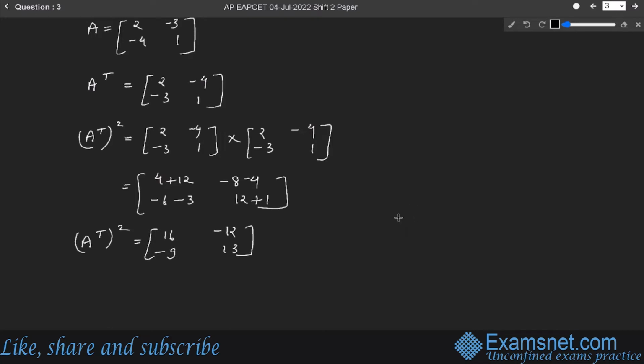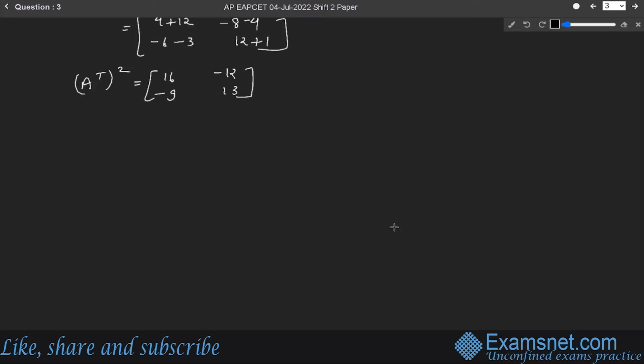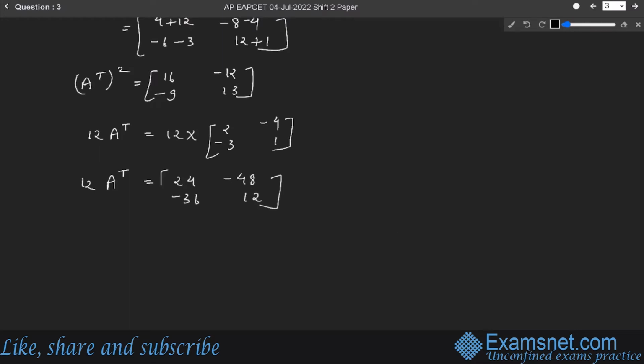Now we have to find 12A transpose. So 12A transpose will be 12 into A transpose, and A transpose is 2 minus 3 minus 4 and 1. So 12A transpose will be equal to 24 minus 48 minus 36 and 12. Now we have to find the sum of both these values, which is A transpose whole square plus 12A transpose. We have both the values here. So let us add both the values.